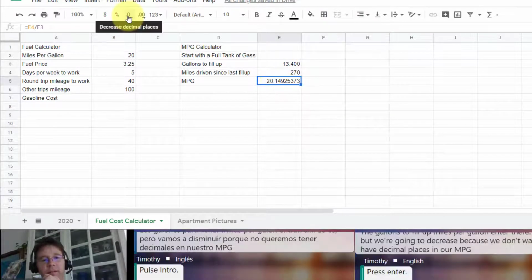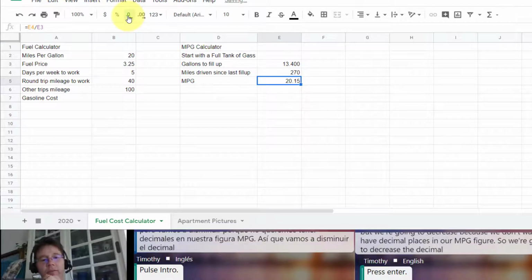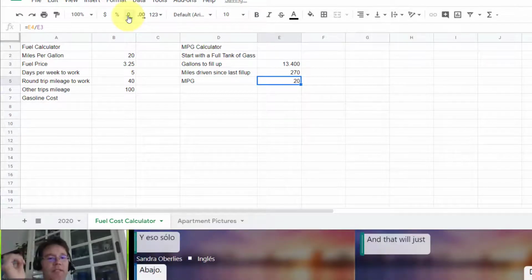So we're going to decrease the decimal places down, and that will just round it up to whatever decimal you have.